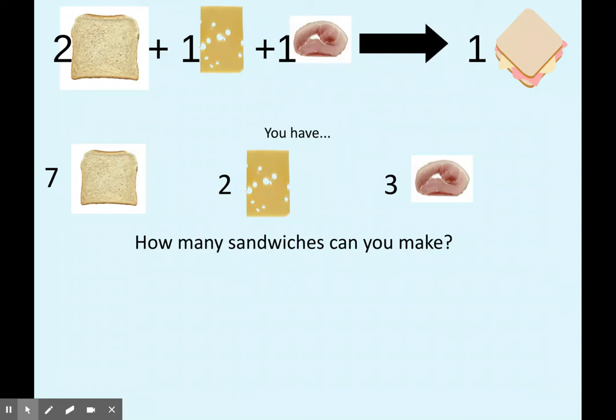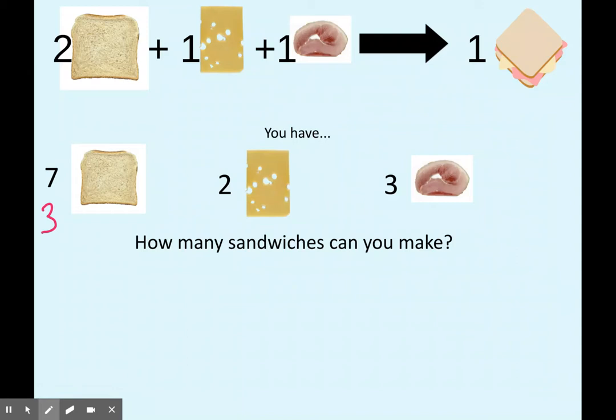So the equation or the recipe to make a sandwich: we need 2 pieces of bread, 1 piece of cheese, and 1 piece of ham to make one sandwich. So you go to the kitchen and you have 7 pieces of bread, 2 pieces of cheese, and 3 pieces of meat. We want to decide how many sandwiches we can make. Well, if we have 7 pieces of bread and it takes 2 pieces of bread to make a sandwich, we could make up to 3 sandwiches with the bread that we have. And then we're going to have some bread left over, right?